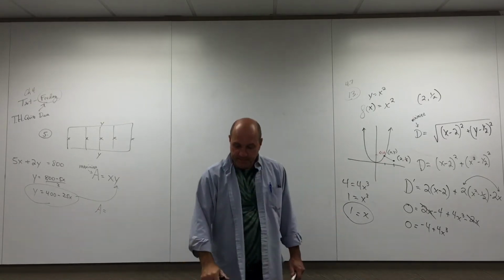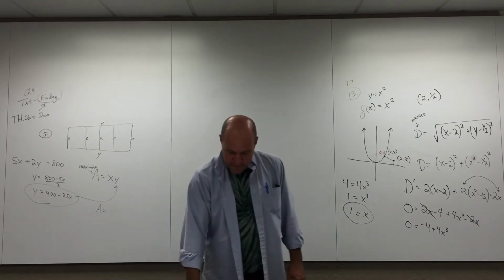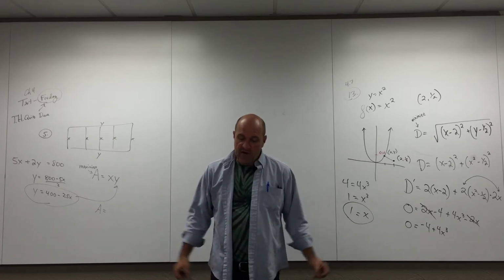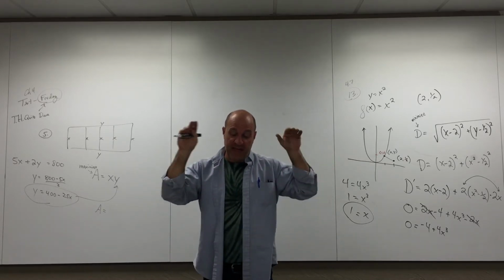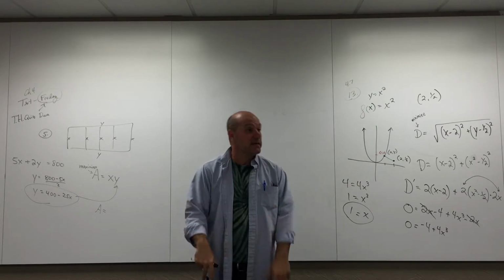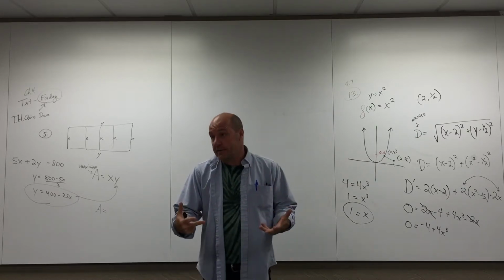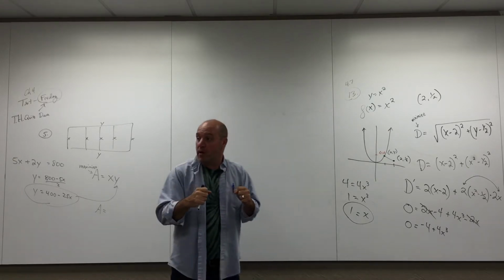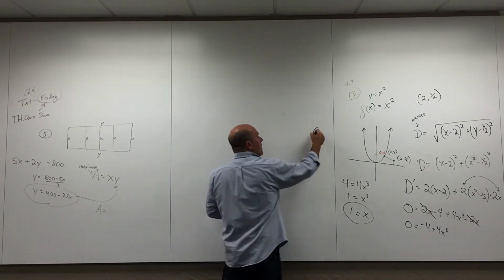What was the question? What's the minimum distance between? Oh. Actually, the question was, find the point on the graph that is the closest. So the question wasn't, what's the distance? The question was, find the point that is the closest. So we got it. The point is the point (1, 1).